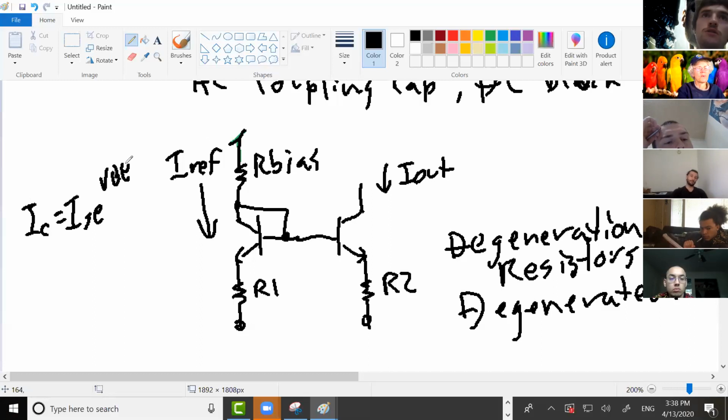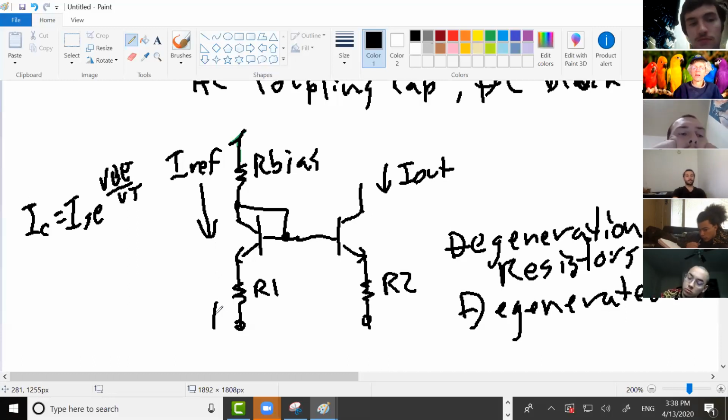What's the most important voltage in the current equation? VBE. Exactly. So if you have a lot of current going through R1, what happens that might turn down your current? Lower VBE. Lower VBE, and how does that happen? Increasing the voltage drop of R1.